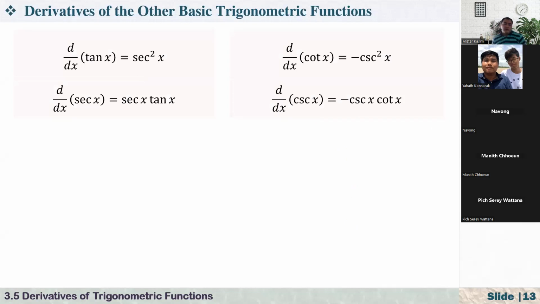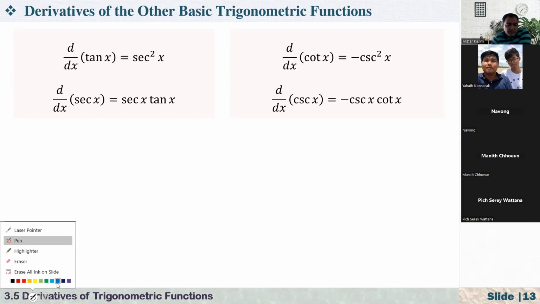Some derivatives of the other basic trigonometric functions: tangent, secant, cosecant, and cotangent. Now let's start with the first one. Actually, I hope from the first chapter, when we first proved cosine of alpha minus beta, and using this one, we proved all other identities. In math, usually, it is a conceptual subject. Everything develops in this way.